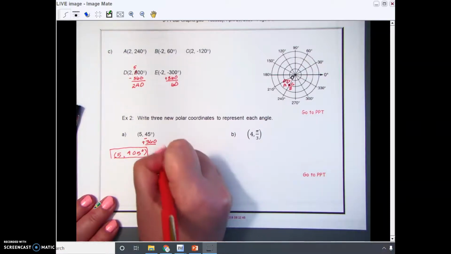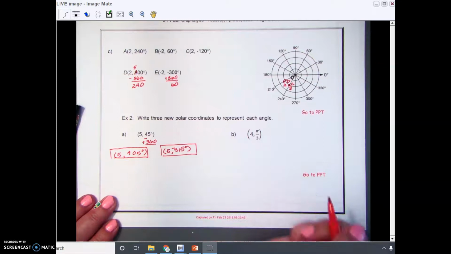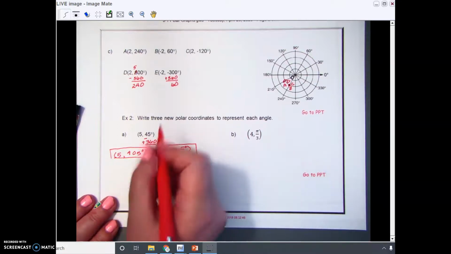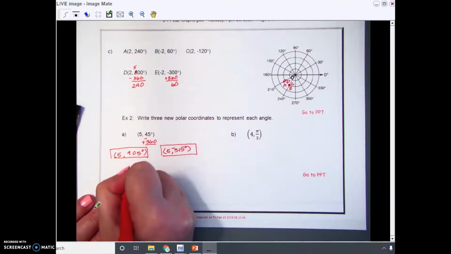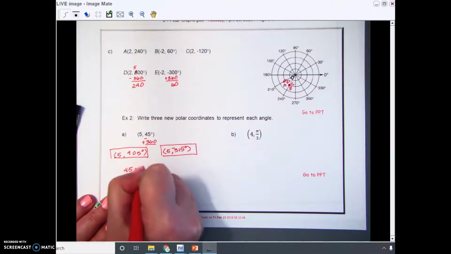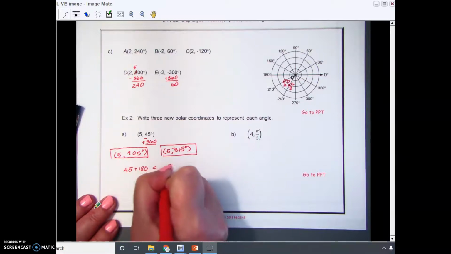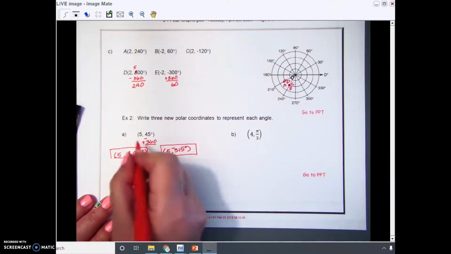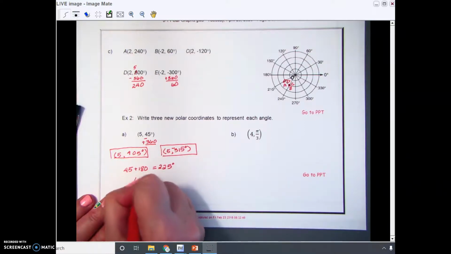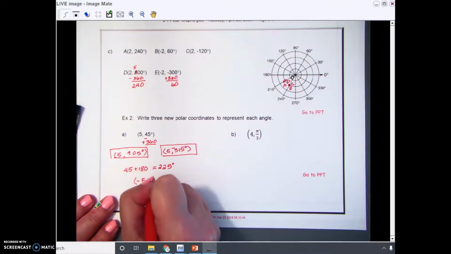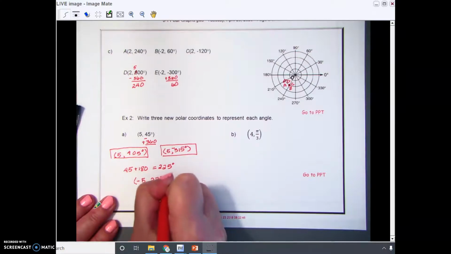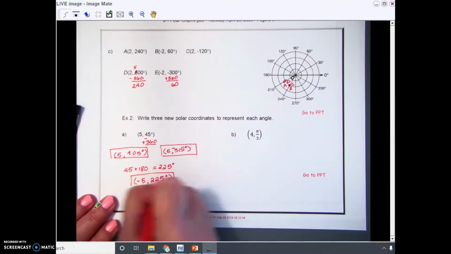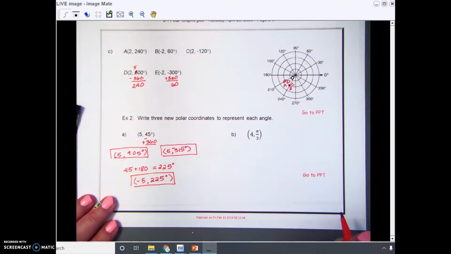Sorry, negative 315. Okay, and then another thing we could do is we could take 45 and add 180, so that gives us 225 degrees, and then go in the opposite direction, so that would be -5 comma 225 degrees. Now if you want to pause this and try the next one, feel free, or you can just keep watching.